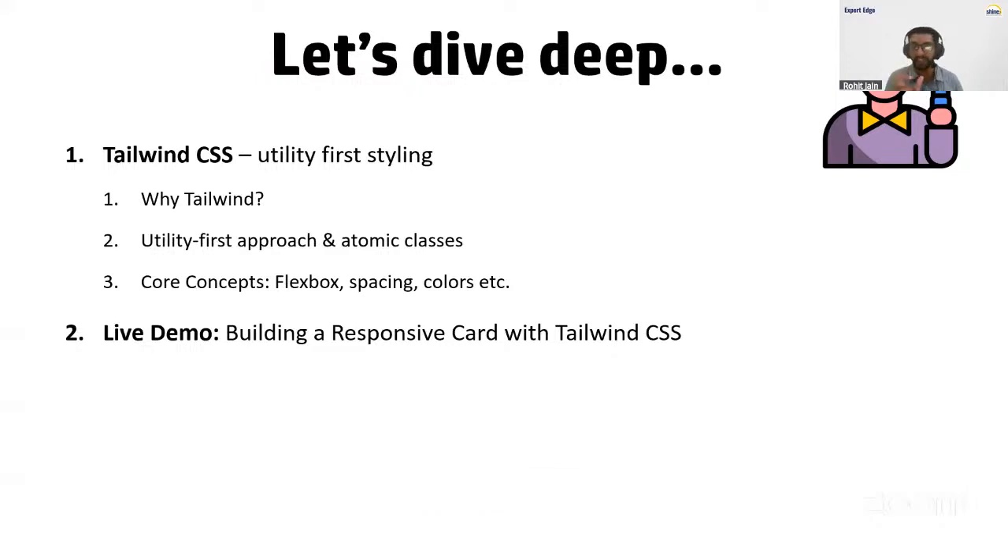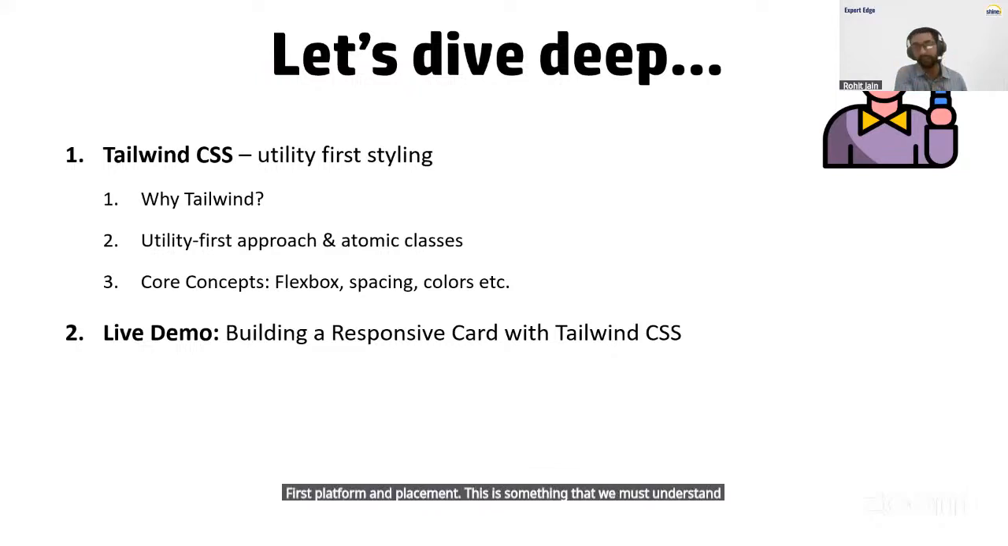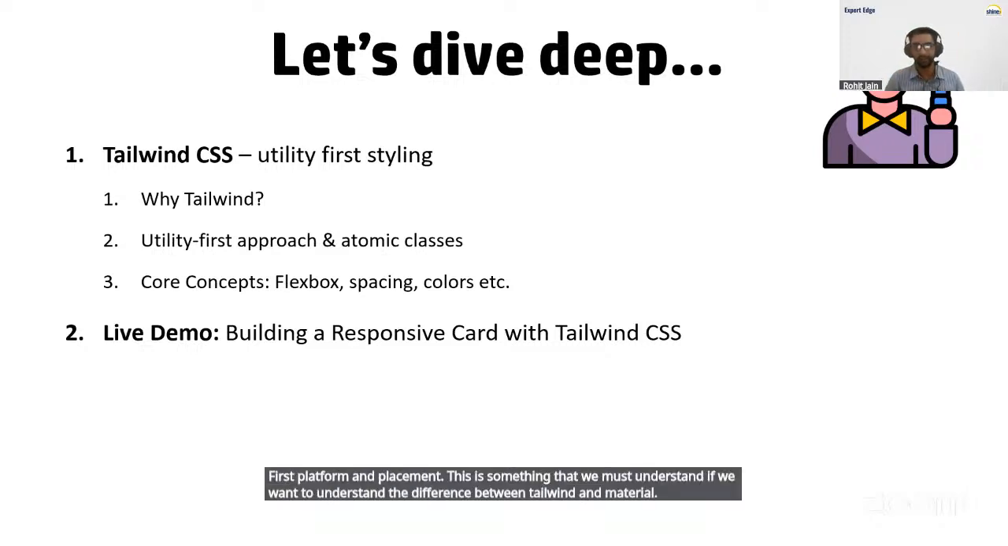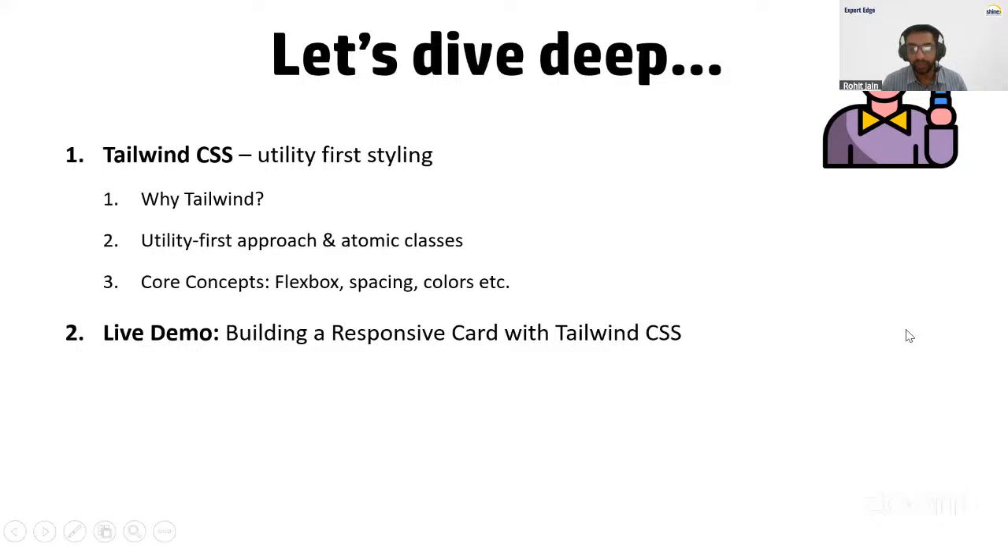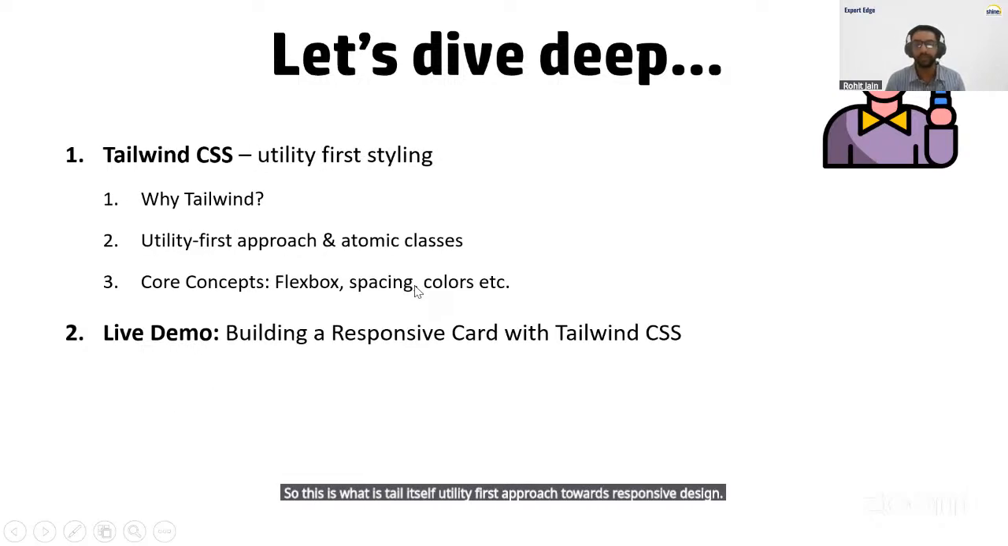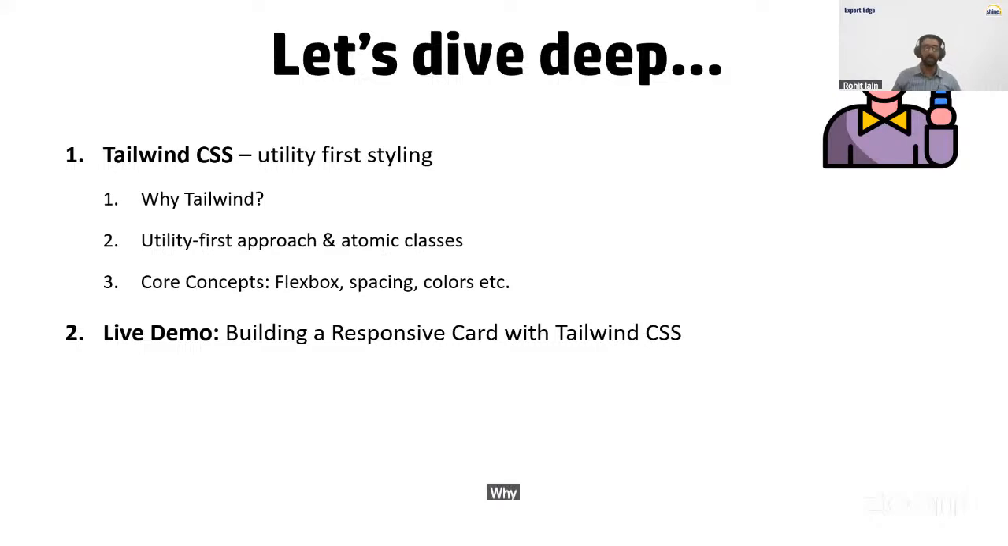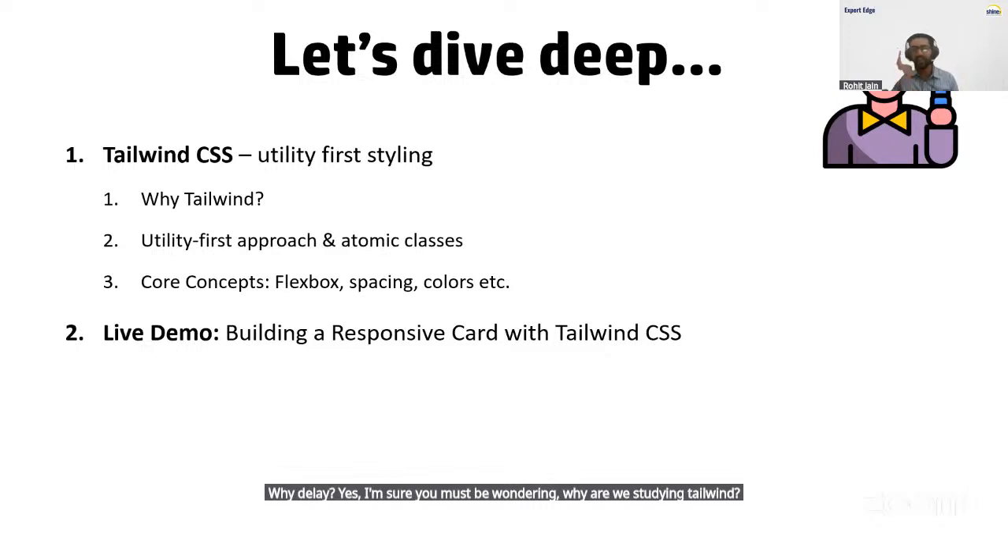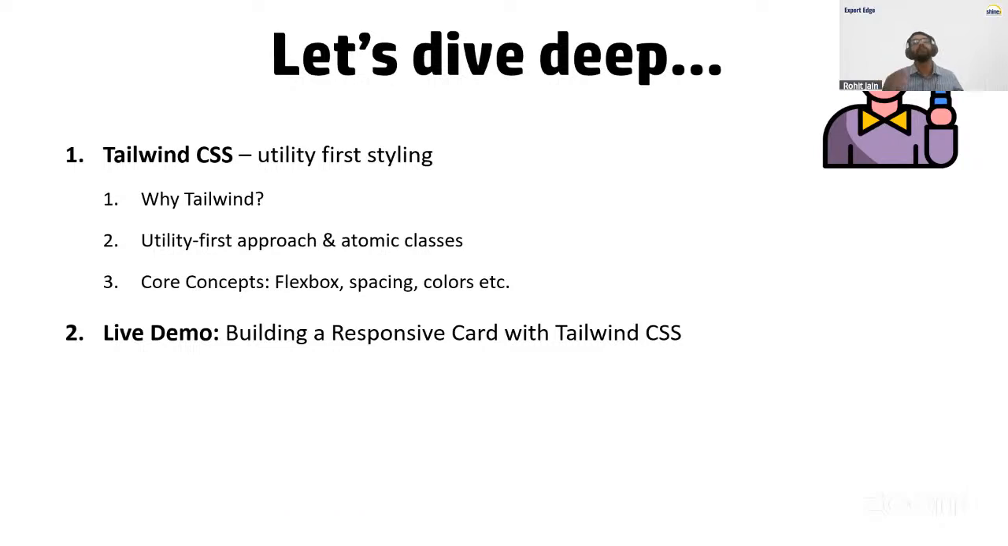This is something that we must understand if we want to understand the difference between Tailwind and Material. Right? So this is what Tailwind is. It's a utility first approach towards responsive design. Why Tailwind? I'm sure you must be wondering why we are studying Tailwind. One, it is the industry standard now. All the big techs, all the major websites, they use Tailwind. Second, you have a huge community support behind Tailwind.